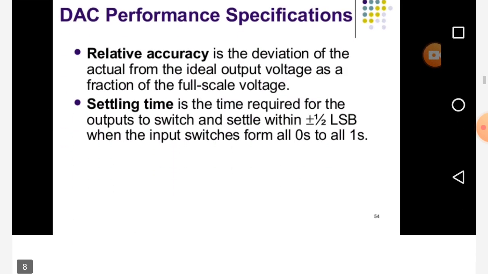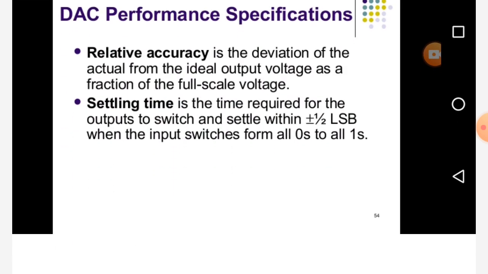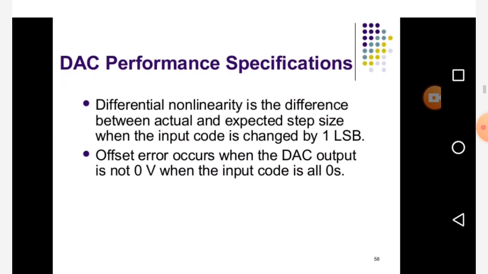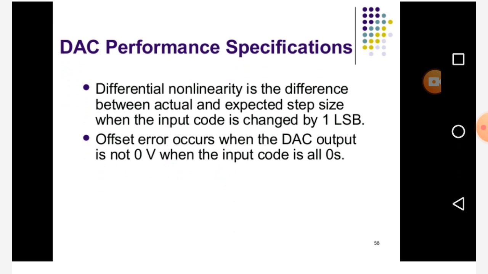Next specification is relative accuracy, the deviation of the actual from the ideal output voltage as a function of the full scale voltage. Settling time is the time required for the outputs to switch and settle within half LSB when the input switches from all zeros to all ones. Next, differential nonlinearity is the difference between actual and expected step size when the input code is changed by 1 LSB.